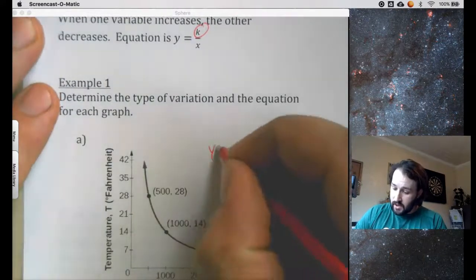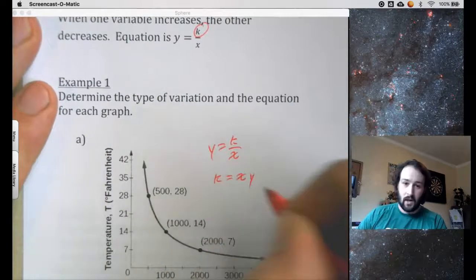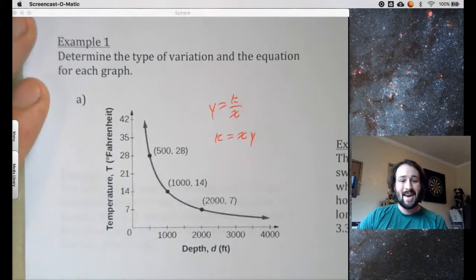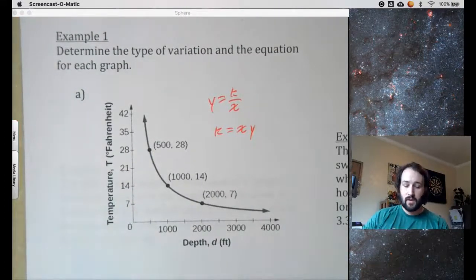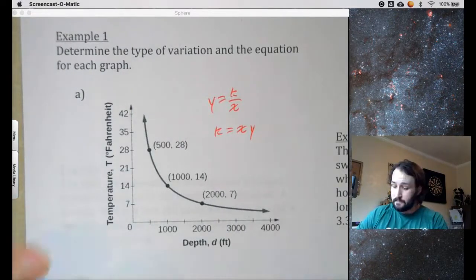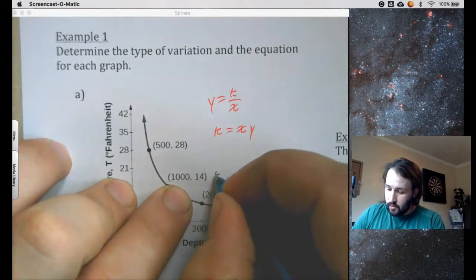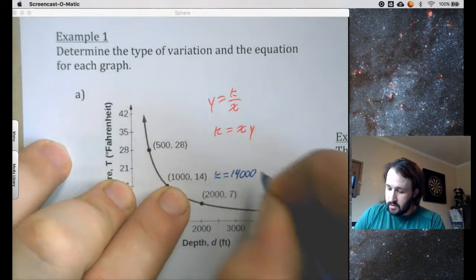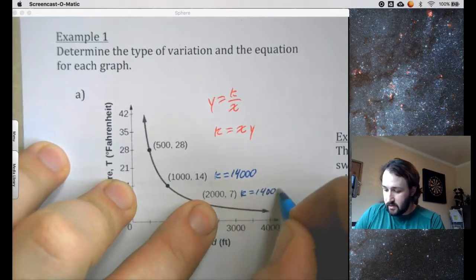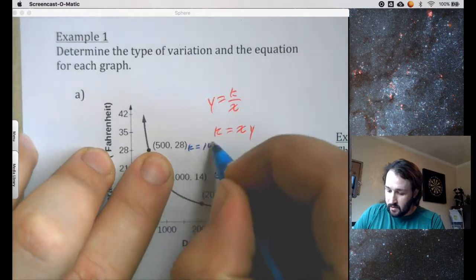If y equals k over x, then k would equal xy, if I just multiply the x to the other side. So what that means for us is that the k has to be the same for every x and y value we have. If we multiply them together, that will give us our constant of variation. So here, 1,000 times 14, k would be 14,000. 2,000 times 7, k would be 14,000. 500 times 28, k is 14,000.